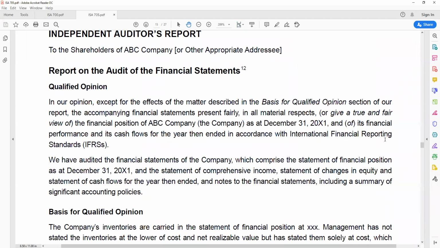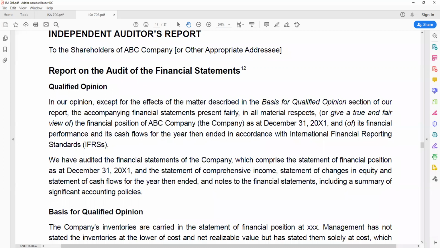In our opinion, except for the effects of the matter described in the basis for qualified opinion section of our report, the accompanying financial statements present fairly in all material aspects, can also be referred to as giving a true and fair view, of the company's financial position of ABC Company as at 1st December 2021 and of its financial performance and its cash flow for the year then ended in accordance with the IFRS.